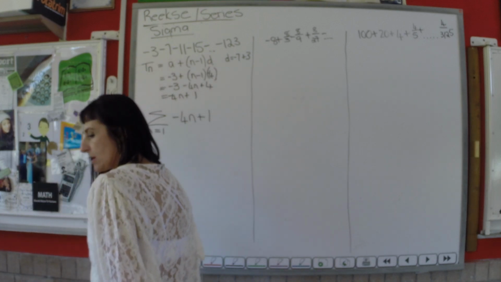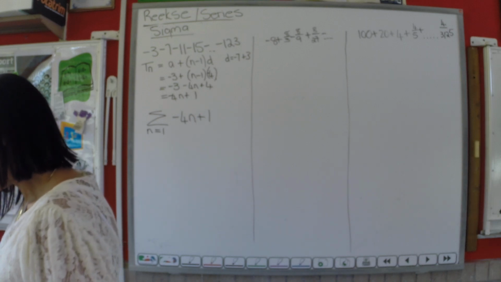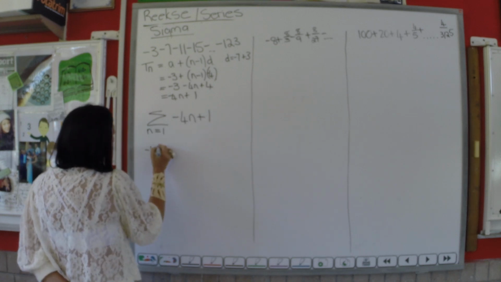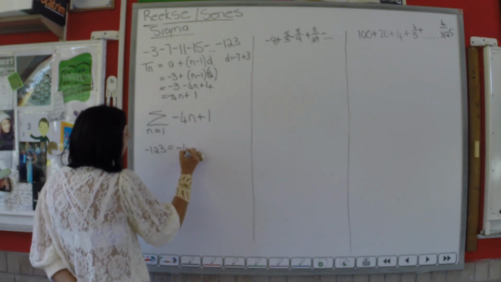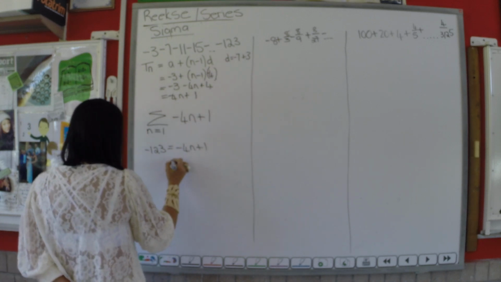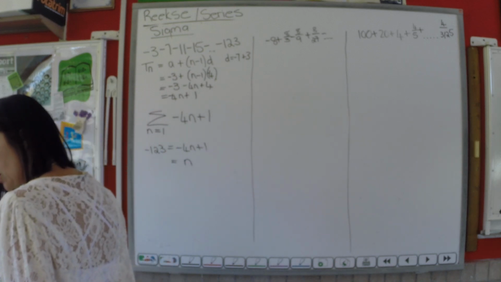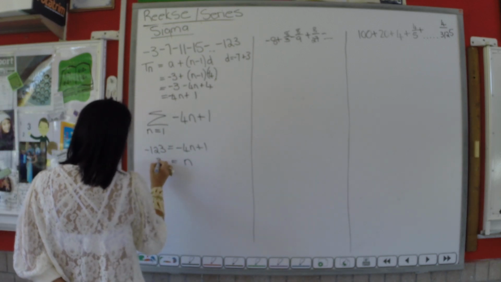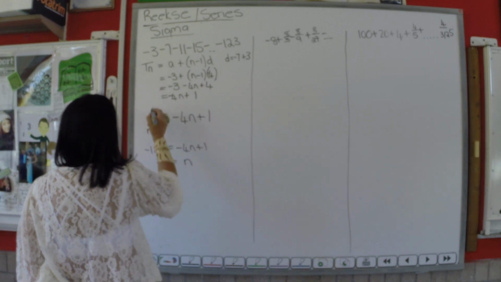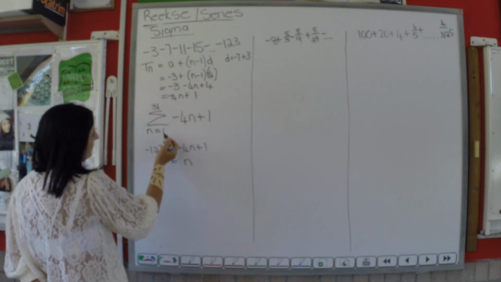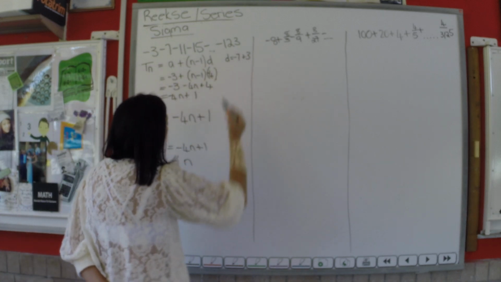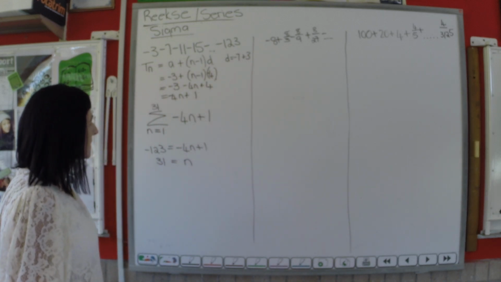Now we need to determine the position of the last term. So let's take minus 123. We equate it to minus 4n plus 1, and we determine the position of the last term. If you do that, you get the position of the last term as 31. So now you can write the sigma notation in full. It goes from 1 up to 31. You substitute it into that body, and it will spit out that arithmetic series.